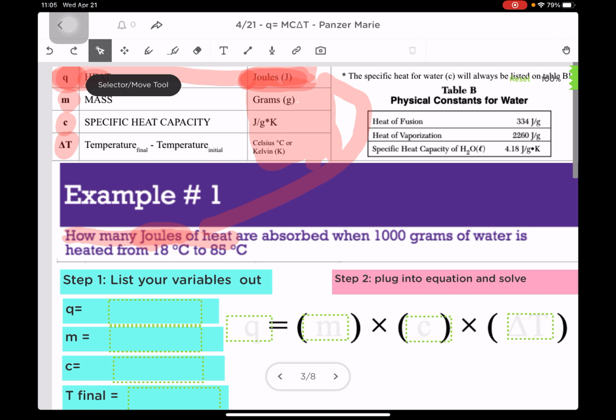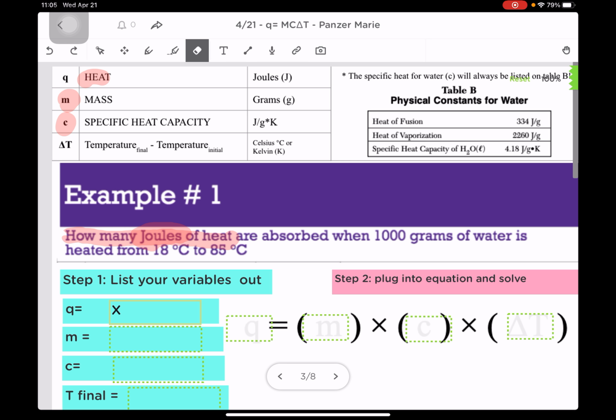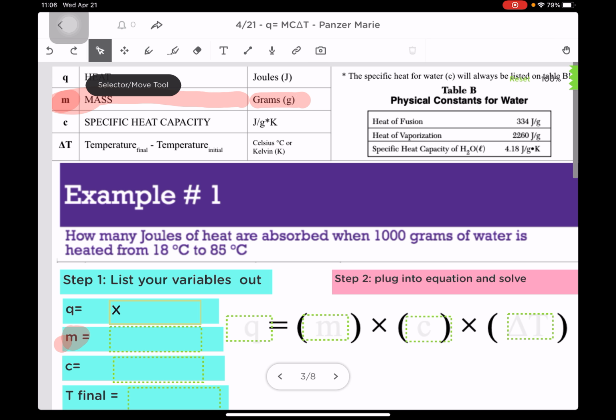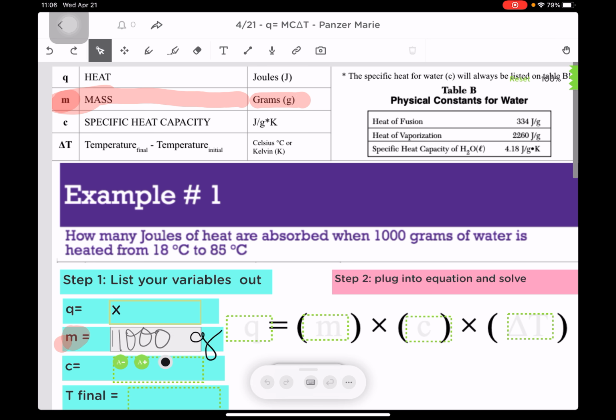Okay. So Q is my X. How many joules? Good. Now I have how many joules of heat are absorbed when 1,000 grams. Grams, though. What are grams? Let me see. Oh, grams. Okay, mass. I'm going to put that in for M down here, and I'm going to put 1,000. It tells me 1,000 grams. Good. I keep reading.